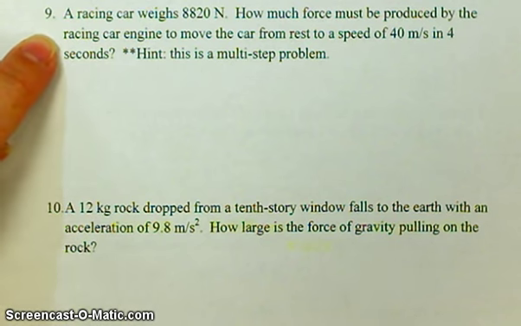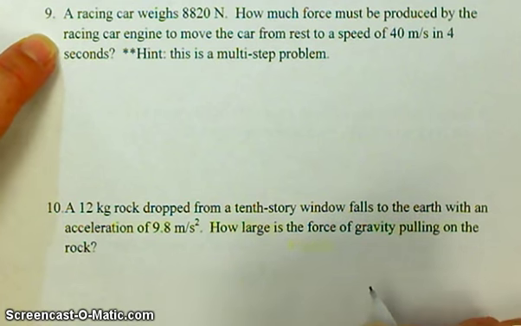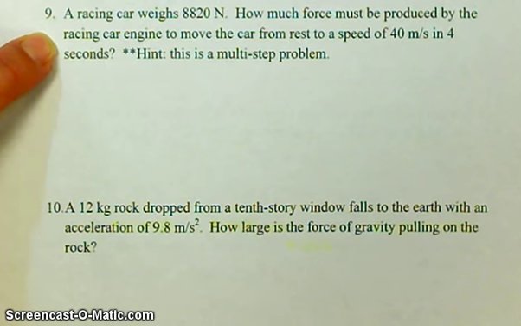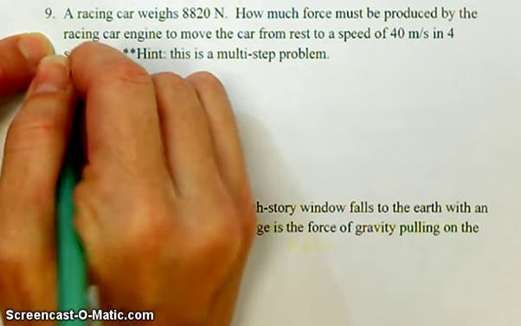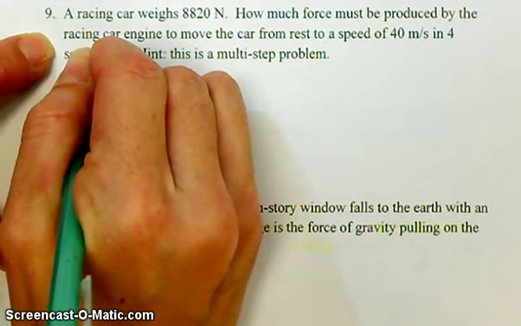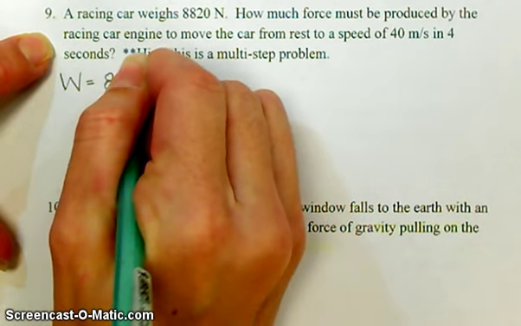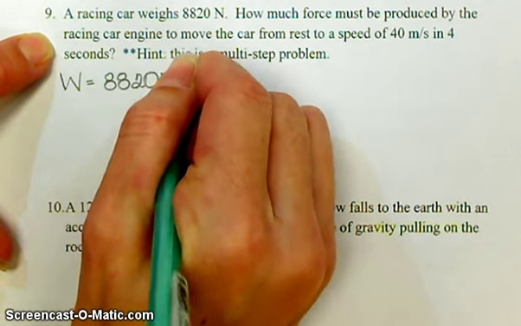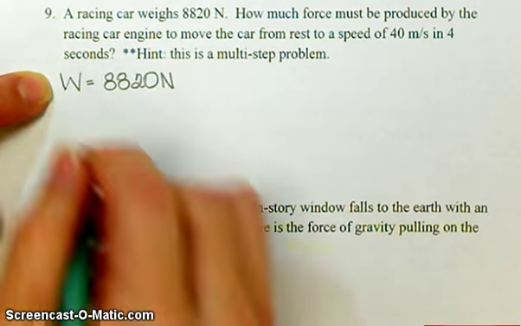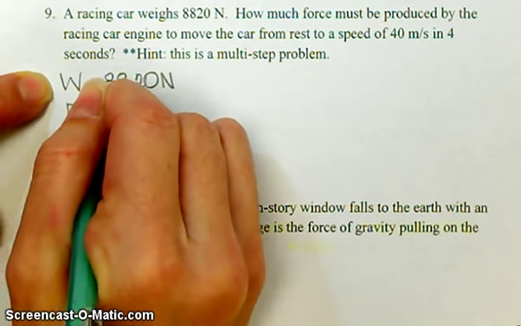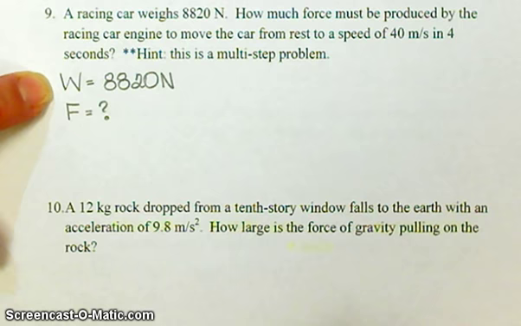A racing car weighs 8,820 newtons. How much force must be produced by the racing car engine to move the car from rest to a speed of 40 meters per second in 4 seconds? Hint, this is a multi-step problem. Okay, so first of all, we have the weight of the car, which is 8,820 newtons. What else do we have? We want to know how much force we need to apply.